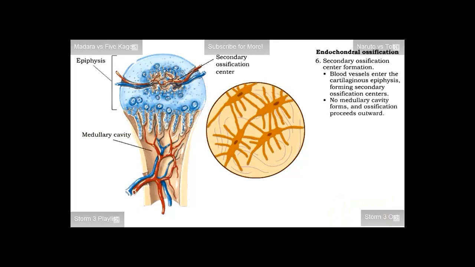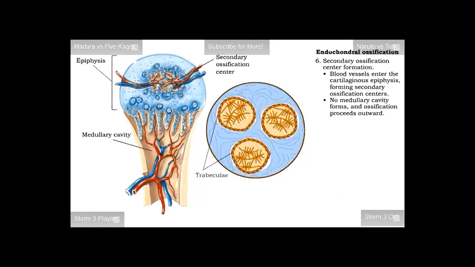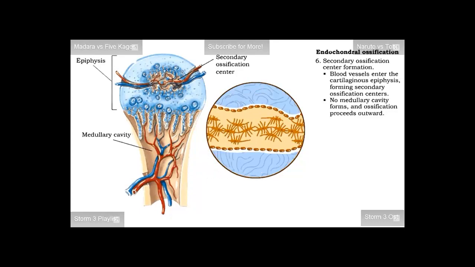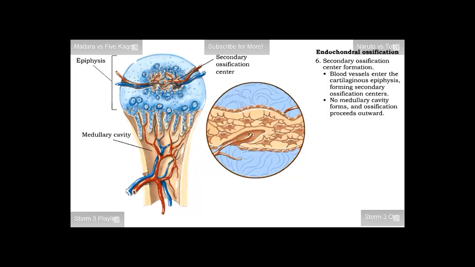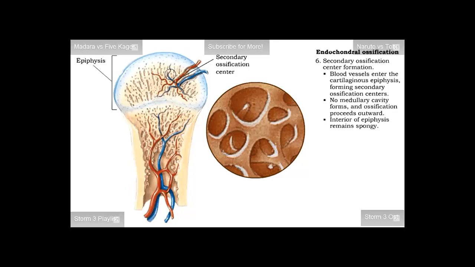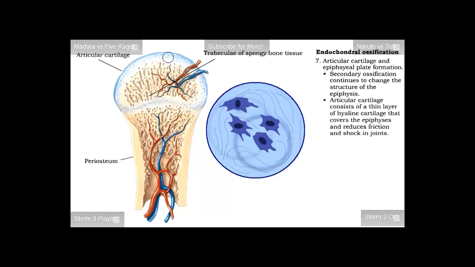Secondary ossification differs in that no medullary cavity forms, and ossification proceeds outward. As a result, the interior of the epiphysis remains spongy. Secondary ossification leaves a thin layer of hyaline cartilage covering the epiphyses. This is known as articular cartilage, and it reduces the friction and shock in bone joints.